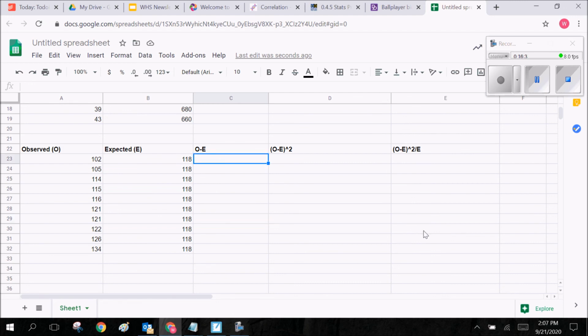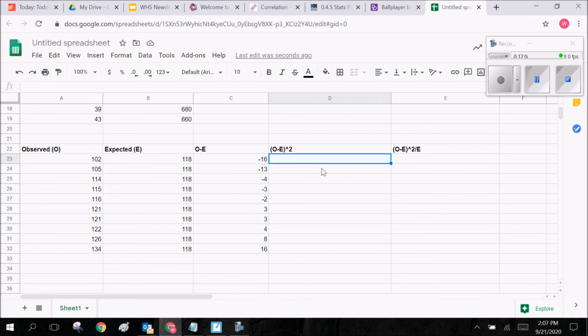This is where the spreadsheet comes in so handy because it just does everything for you, and it's wonderful. So O minus E, how do we calculate that? Well, here's our O and here's our E, so I want to subtract this from this. I say equals, and what cell is this? This is A23, minus B23, because that's my expected over here. So this cell minus this cell equals, bam, negative 16. I can just grab this little square, and it applies that formula all the way across for all of them, and that's all I have to do.